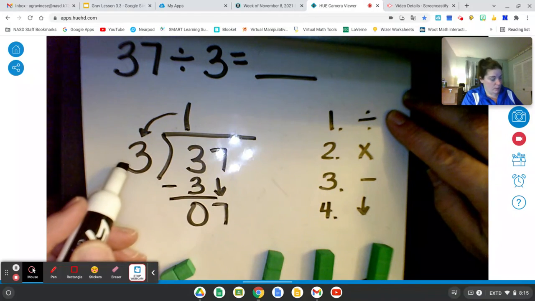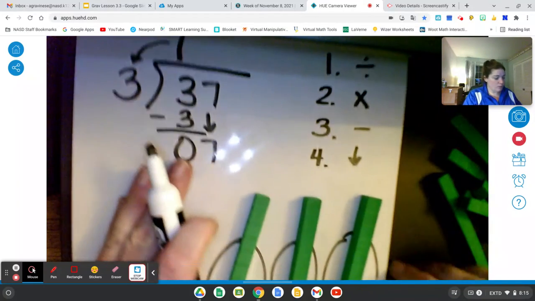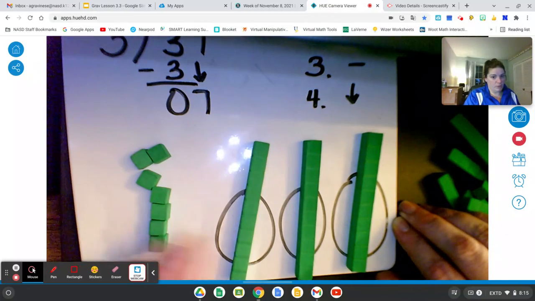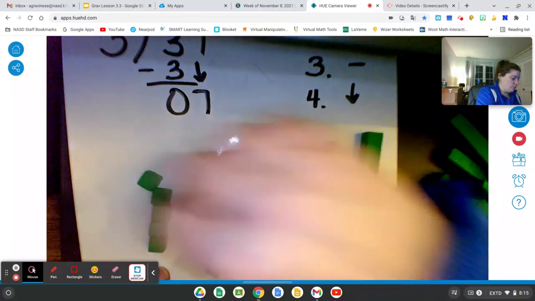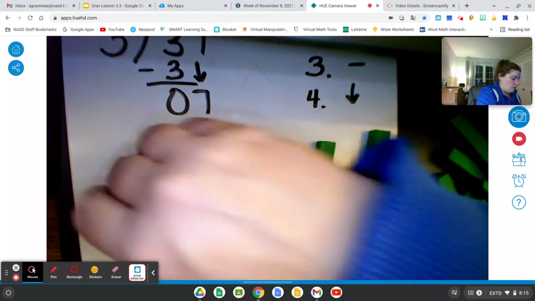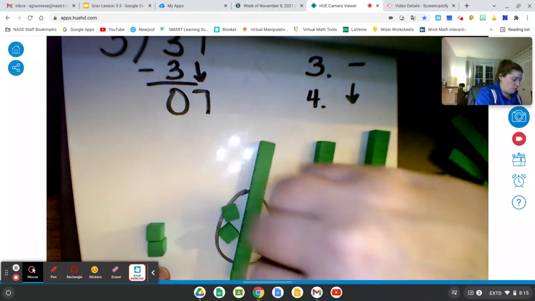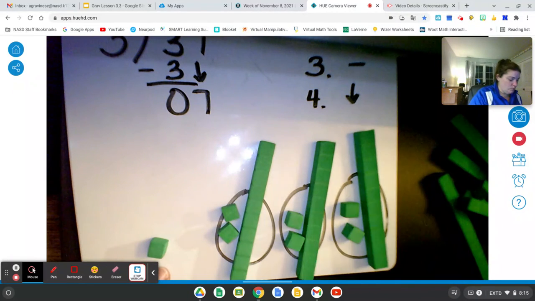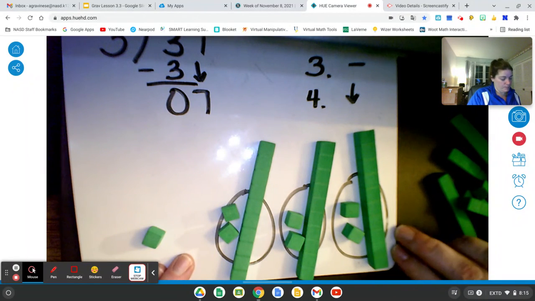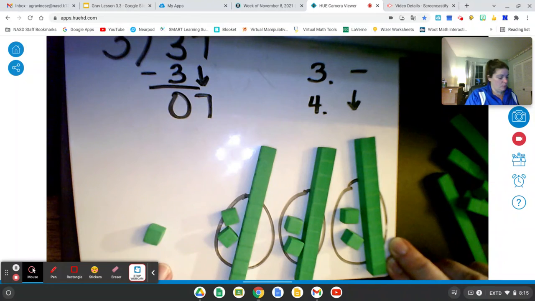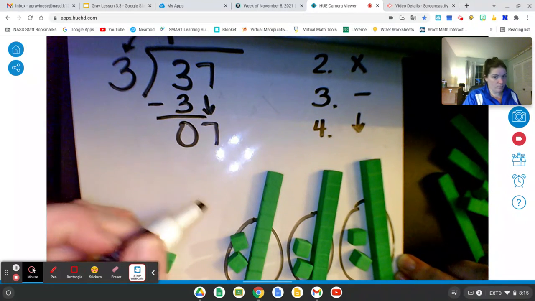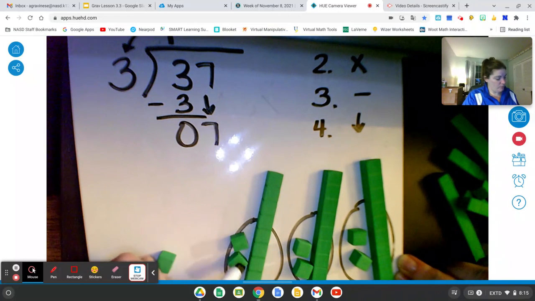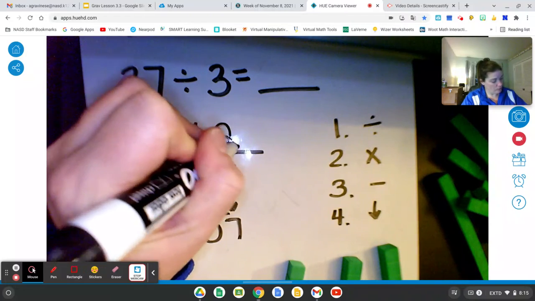7 divided by 3. These 7 need to be divided into these 3 groups. 1 for you, 1 for you, 1 for you. Another 1 for you, another 1 for you, and another 1 for you. Uh-oh. Got a little sad one over here. So how many times could I take 3 out of 7? 7 divided by 3 means I can have 2 in each group. That goes in my answer.